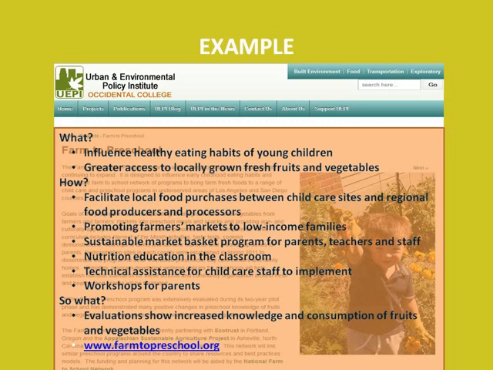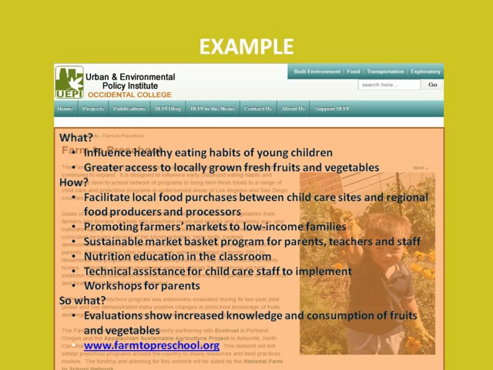So this first example with child care and preschools is the Farm to Preschool program at the Urban and Environmental Policy Institute at Occidental College. It's an excellent example of influencing young eating habits and increasing access to locally grown fruits and vegetables. This is done through policies that facilitate local food purchases, promotes farmers markets to low-income families, something called a market basket program, which basically delivers a regular box of food to parents, teachers, and staff, nutrition education, technical assistance, and workshops. Evaluations for this intervention have shown both an increase in knowledge and consumption of fruits and vegetables.